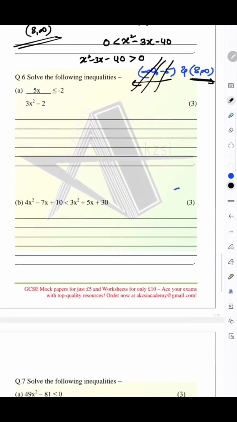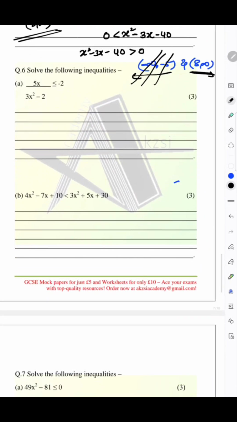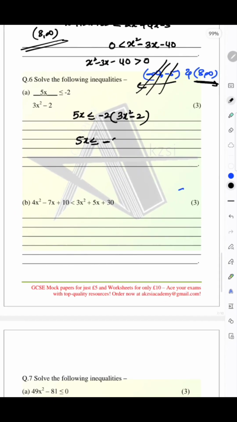Moving on to question number 6. Solve the following inequality. Same, I just have to multiply the denominator. On multiplying the denominator, this will give me 5x less than equals negative 2 times 3x squared minus 2. 5x less than equals, now expand the bracket, you'll get negative 6x squared plus 4.